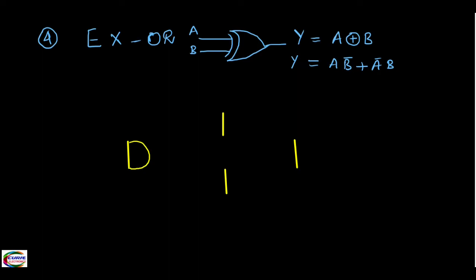So we need 4 NAND gates to realize XOR gate. So what I do now, these 2 gates' inputs will be shorted and the first gate's output will be connected here. Now we have to give the inputs, right?